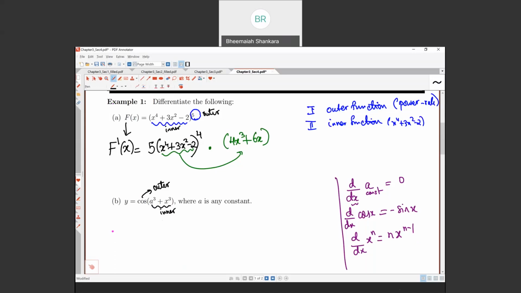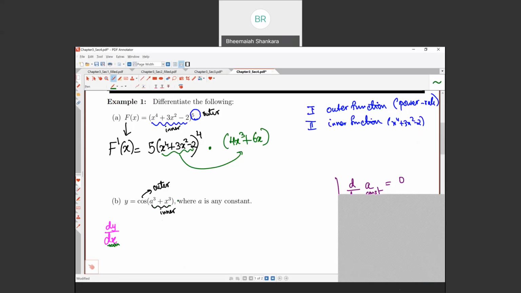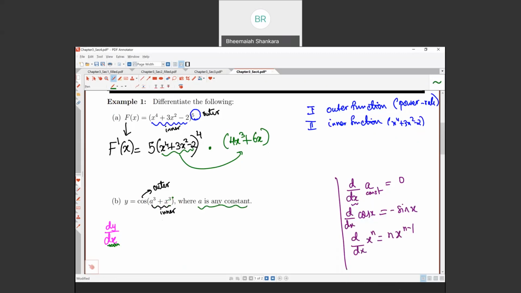So let me write dy over dx. The derivative of y is dy over dx. How did we know that we have to derive with respect to the variable x only? Why not a? So read the right hand side: cosine of a cubed plus x cubed. You're already given a is a constant. So at the most you will derive the function with respect to the variable x.